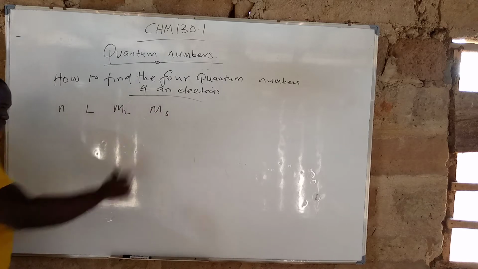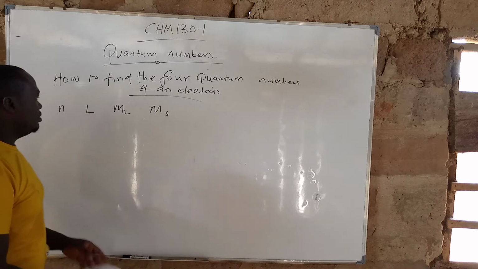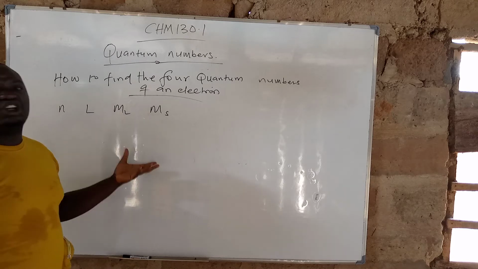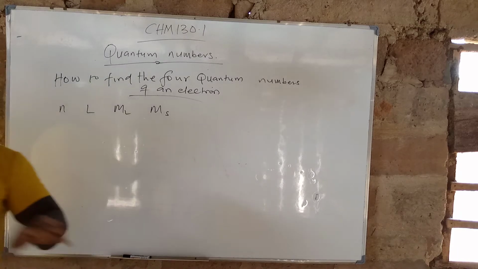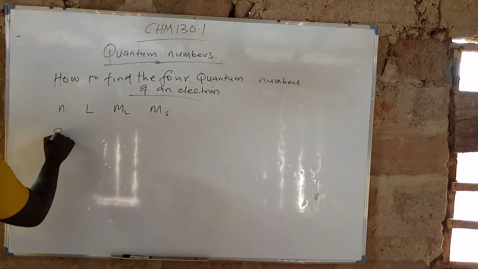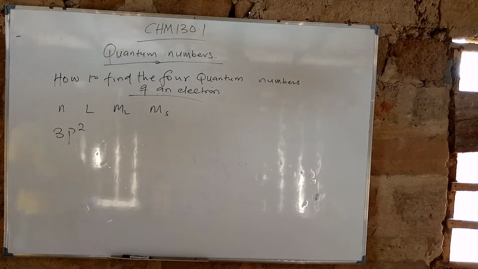The MS. Now they will give you a question and ask you to get or calculate these four quantum numbers from a particular question. Let's go straight to the point, please. Now you have, for example, 3p2, and then they ask you, find the four quantum numbers using the question above. That's number one. You have 3p2.